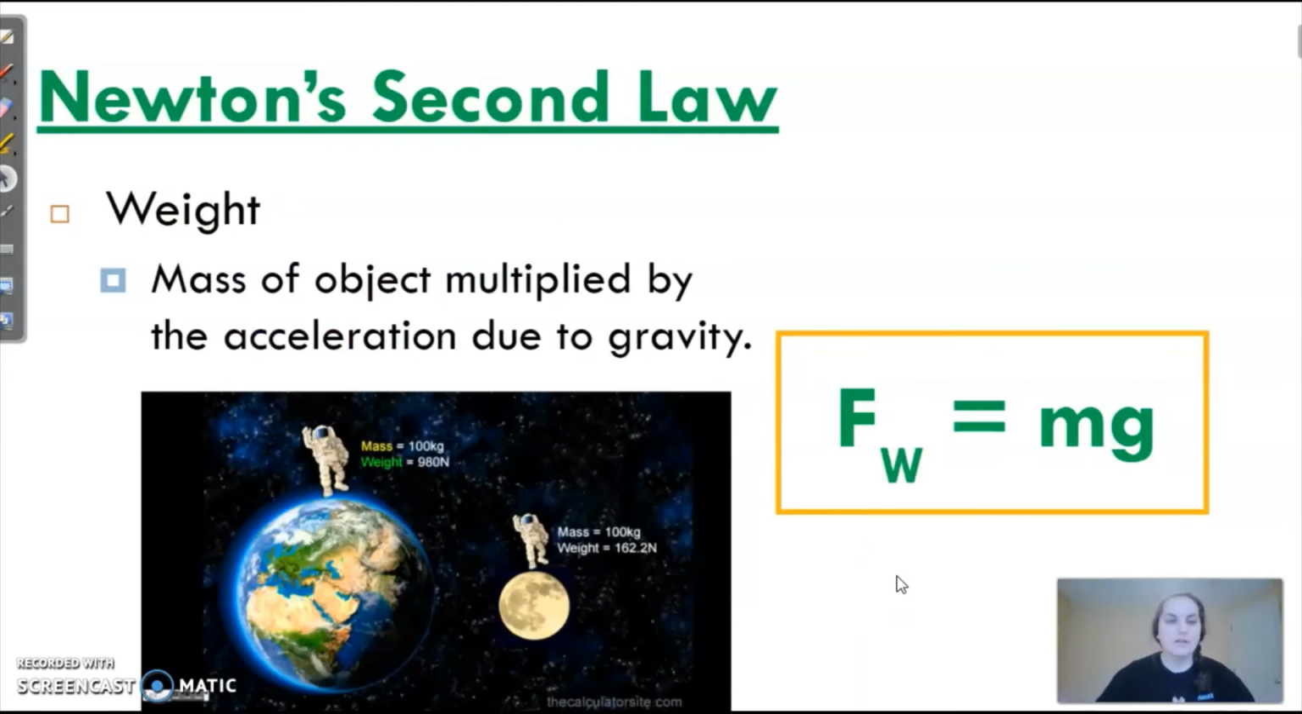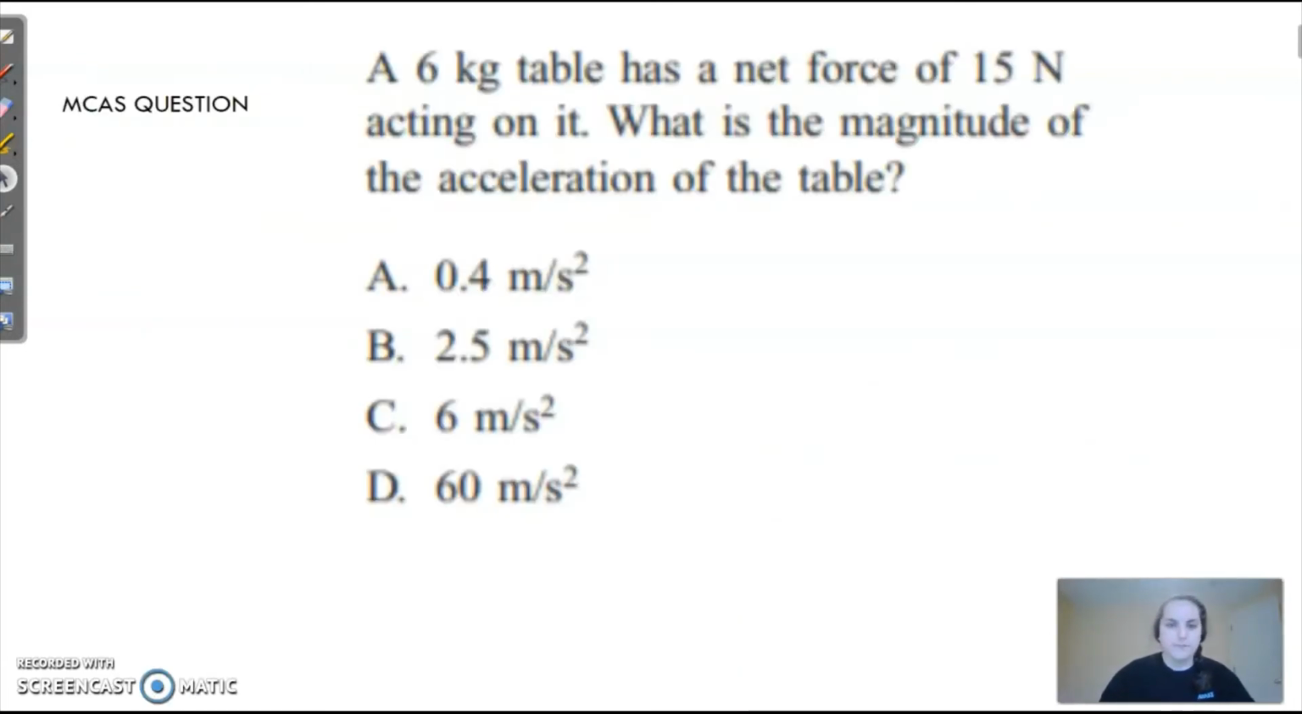So, Newton's second law applied to weight. Remember that weight is a force. We represent it with Fw, and it's your mass times g. And remember that g is the acceleration due to gravity. So no matter where you are, whether you're on Earth or on the moon, your weight is going to change, but remember that your mass does not.